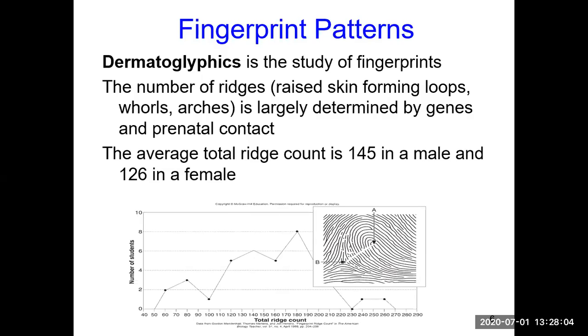There are ridges and grooves. That means ups and downs. They are very small, microscopic. If you take a magnifying glass, you'll see them much better. And you know that every individual has unique fingerprints.